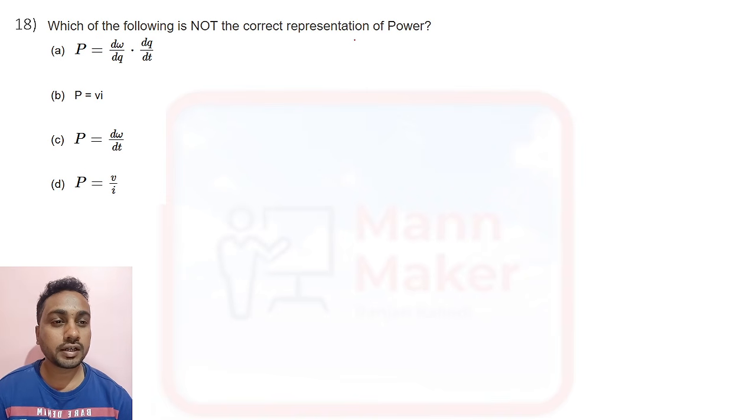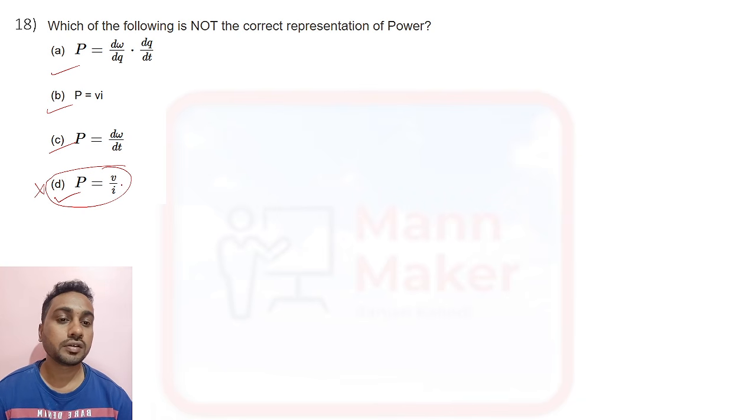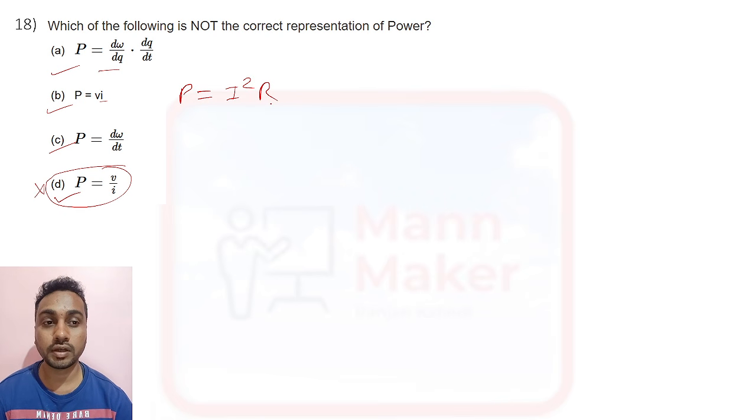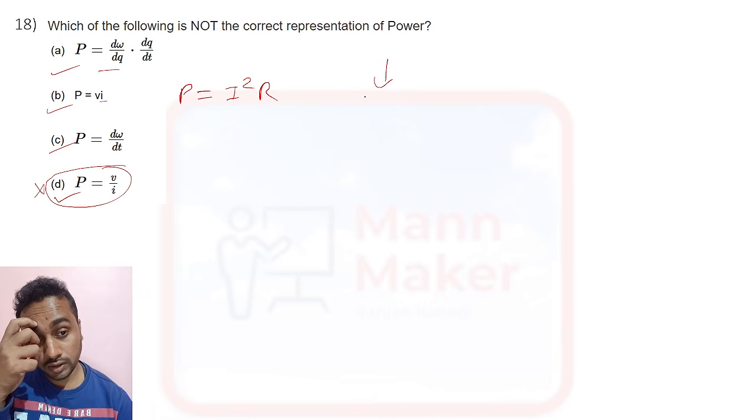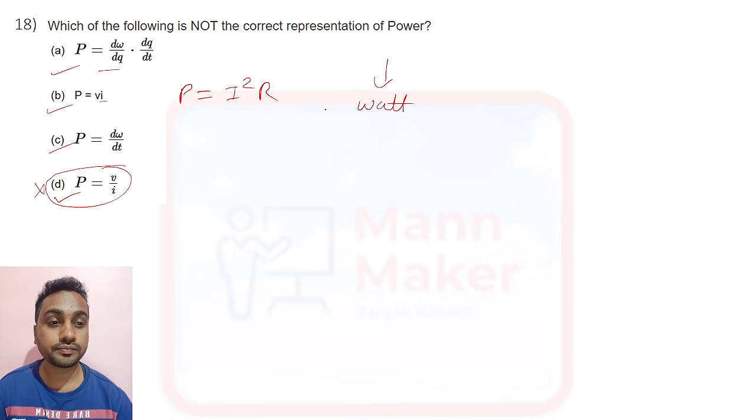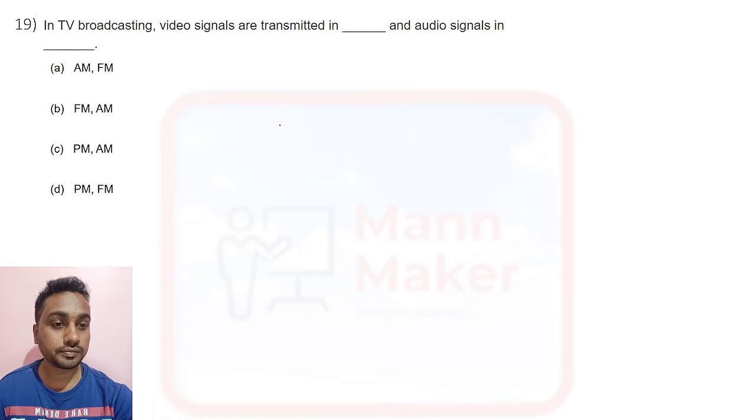Which of the following is not the correct representation of power? So here if you see, this is a power formula, this is also a power formula, this is also a power formula, but this one is not a power formula. So our answer will be option D. You have to remember power formulas like this. One more is there, P equal to I square R. The unit of power is what? The unit of power is watt. SI unit is watt. So this much only.